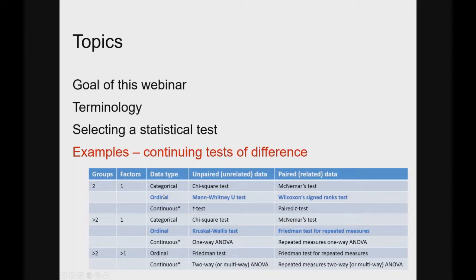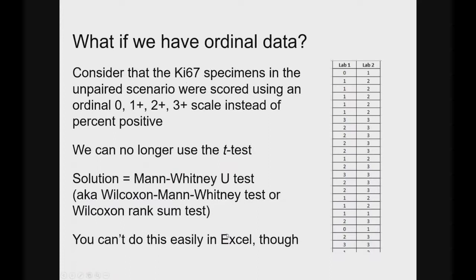So what I wanted to do then was just to touch on a couple of these other ones. I've got them highlighted in blue this time because these are things that Excel cannot do, and you need to go somewhere else. But I think it is important to at least look at the type of data that we would have. So what if for our Q67 scores, instead of % positive, we said, you know what, we are just going to evaluate these by a 0, 1 plus, 2 plus, 3 plus scale. So we cannot use a t-test at this point. This is not continuous data any longer.